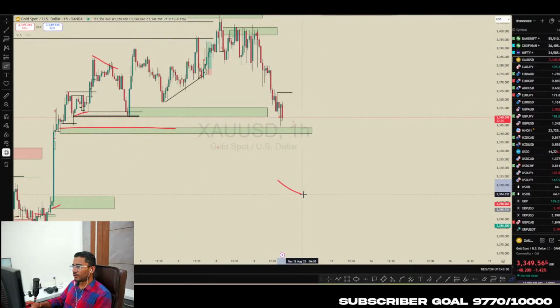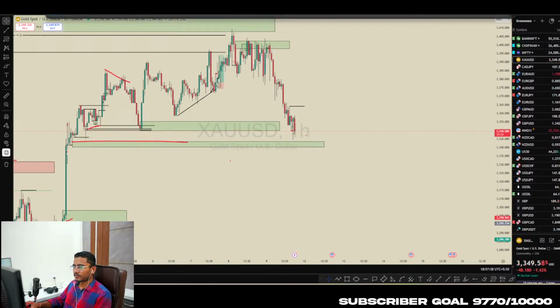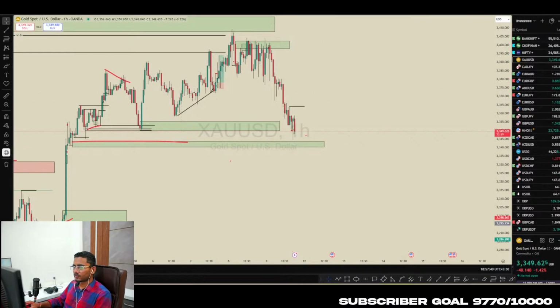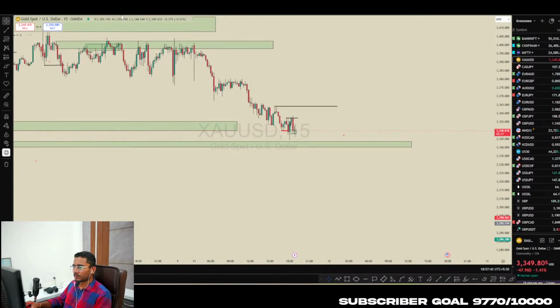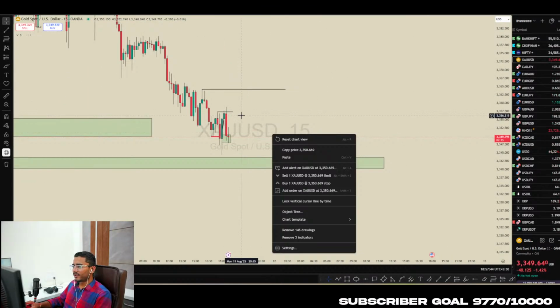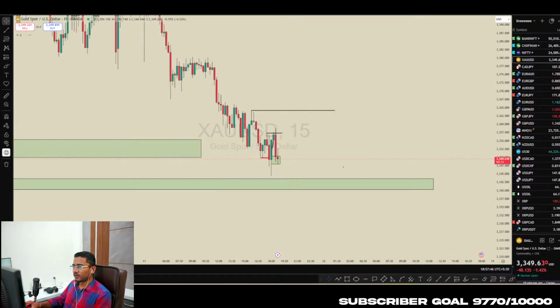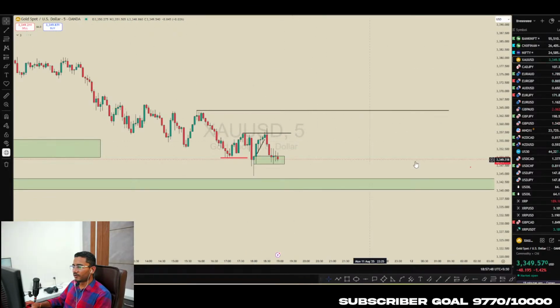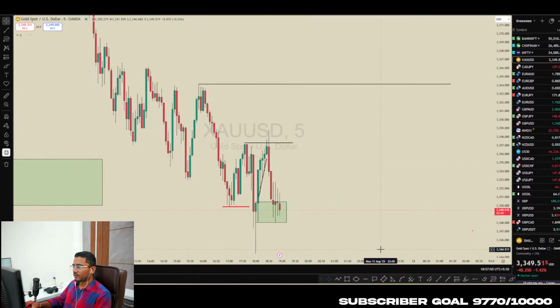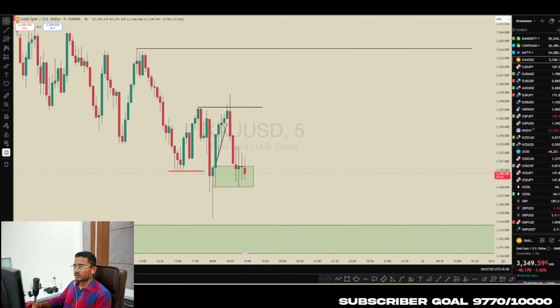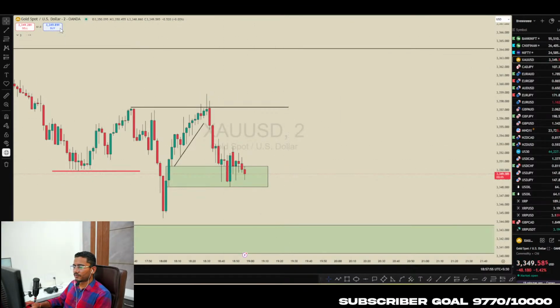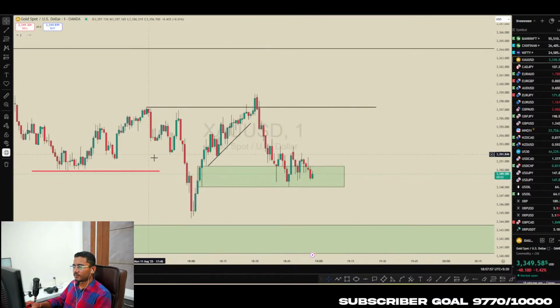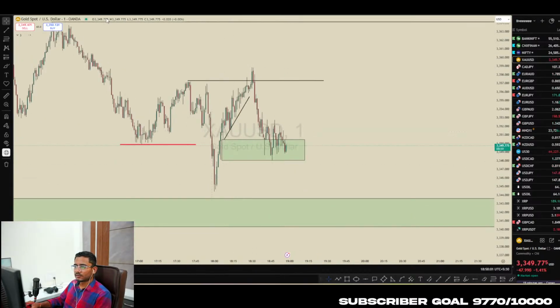Same thing on gold. I'm expecting price to break this previous high. Already price has broken here, but on 5 minutes we can say this is with a wick. Still, this candle has been holding too much. Let's see.